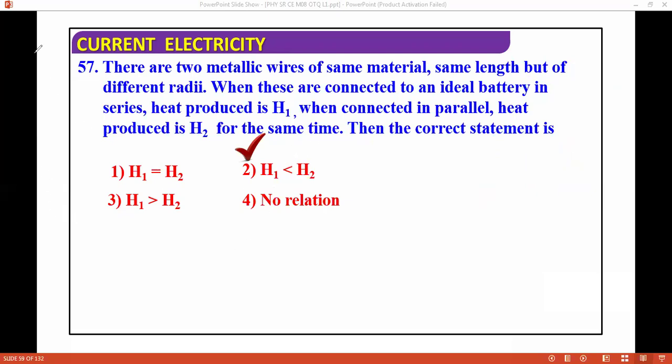The correct answer is here: H1 is less than H2. I have discussed so many questions based on this concept. This concept is very important. If you are targeting good ranks, this concept will definitely help you.